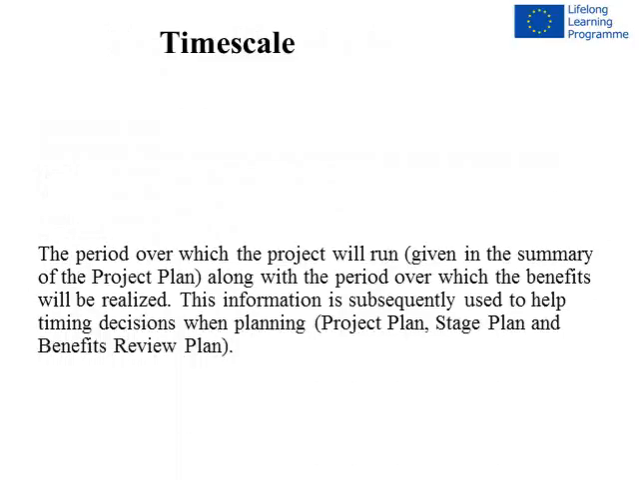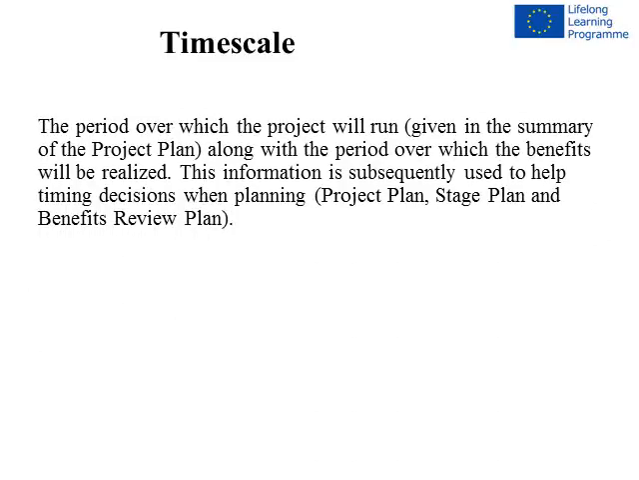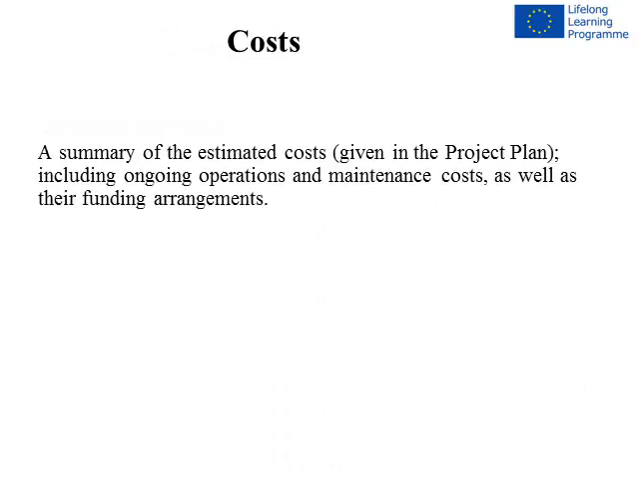Timescale. The period over which the project will run, given in the summary of the project plan, along with the period over which the benefits will be realized. This information is subsequently used to help timing decisions when planning: project plan, stage plan, and benefits review plan. Costs. A summary of the estimated costs given in the project plan, including ongoing operations and maintenance costs, as well as their funding arrangements.